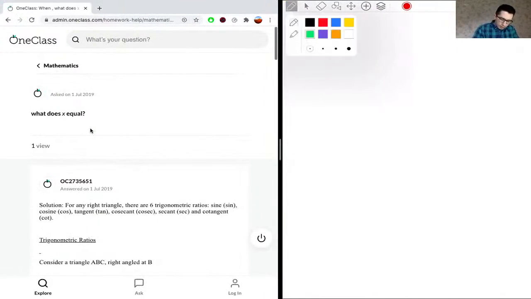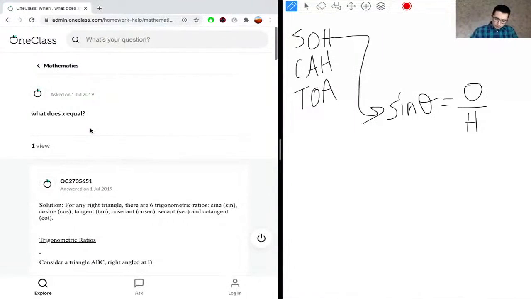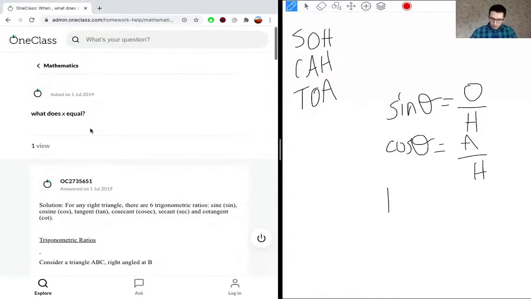the mnemonic SOHCAHTOA. This just means that sine theta equals opposite over hypotenuse. So that's the first one. And then we have cos theta is adjacent over hypotenuse, and then tan theta is opposite over adjacent.